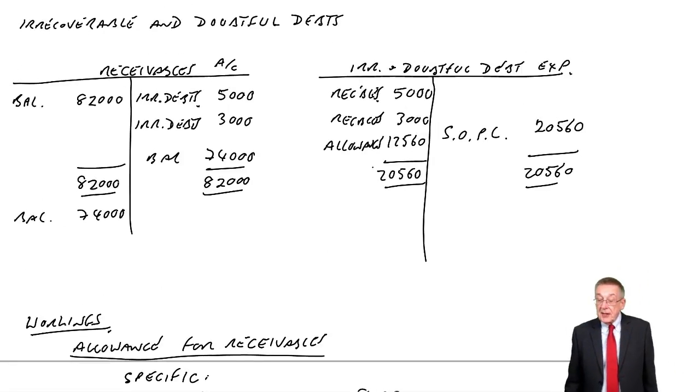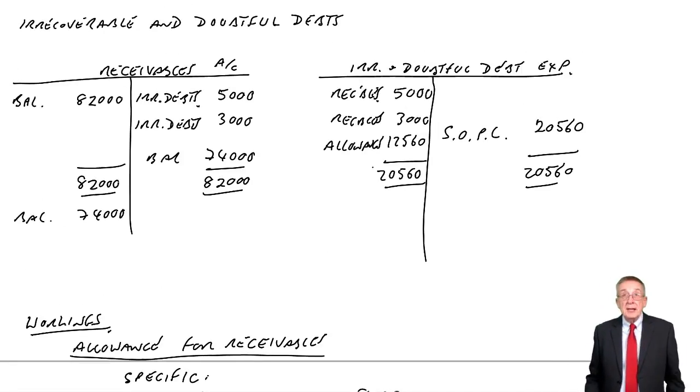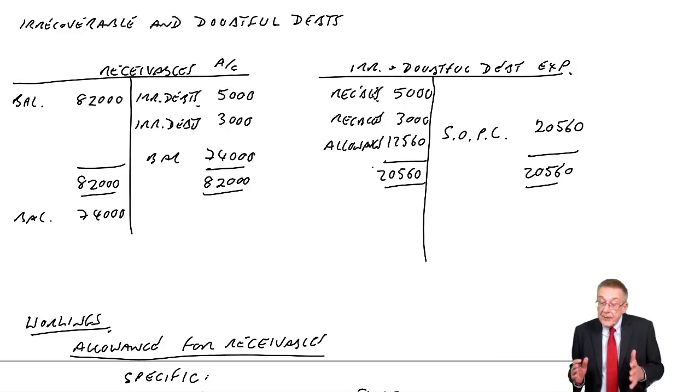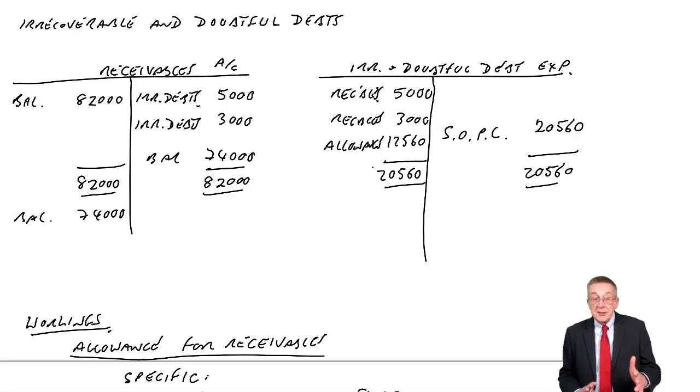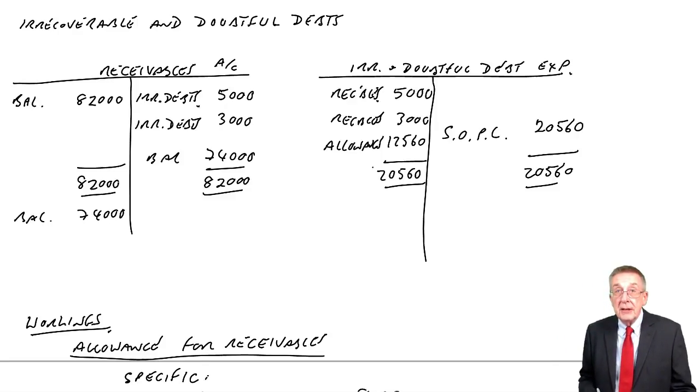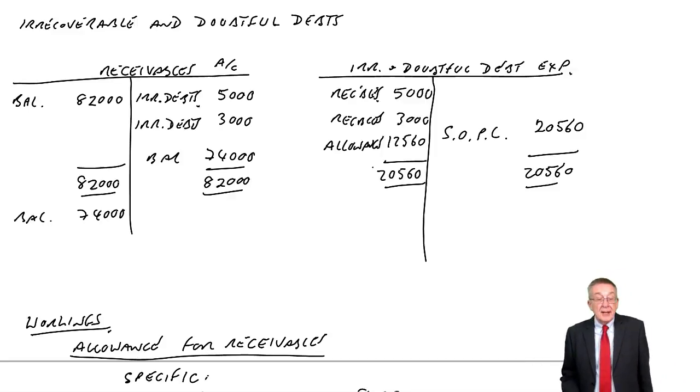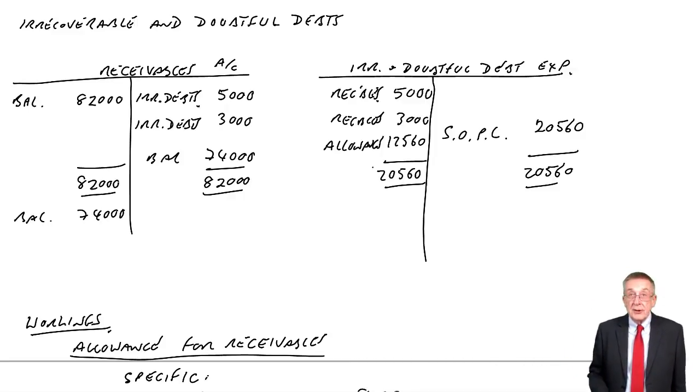Irrecoverable and doubtful debts expense account. It was moved to the statement of profit or loss. There's no balance left. There's no balance at the beginning of next year. But I do need to show you what happens next year, which is the final example in the notes. I'll go through that in the final lecture on this chapter.